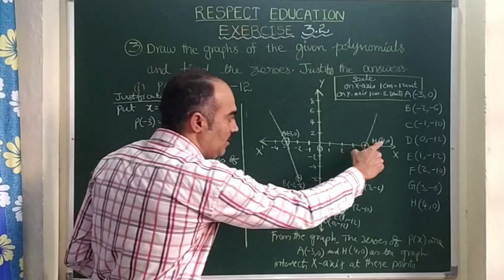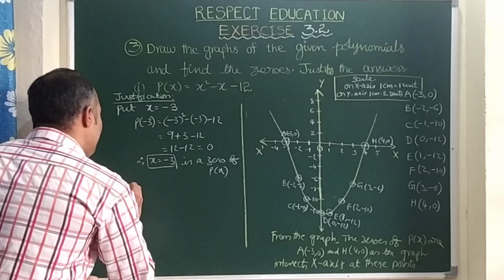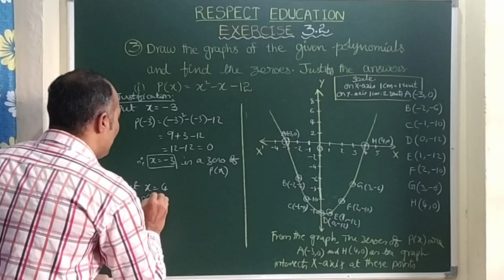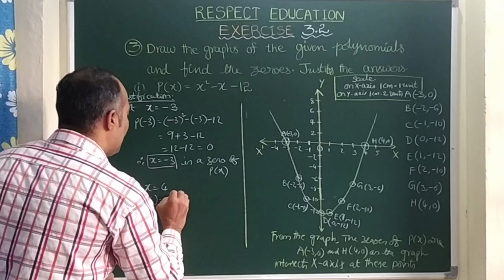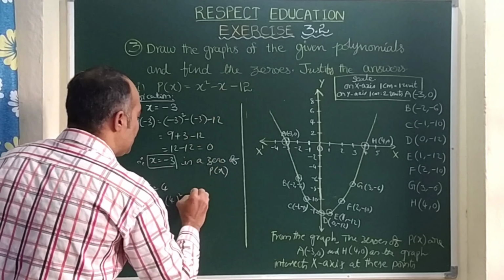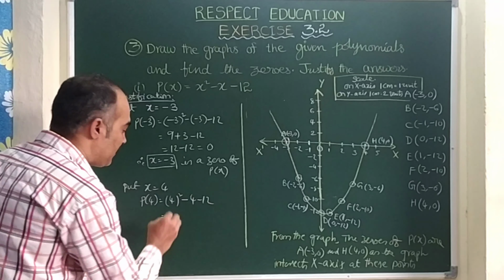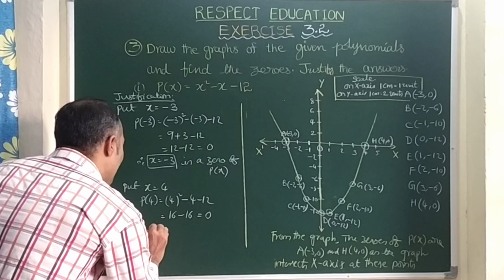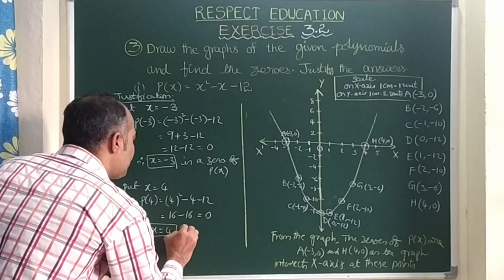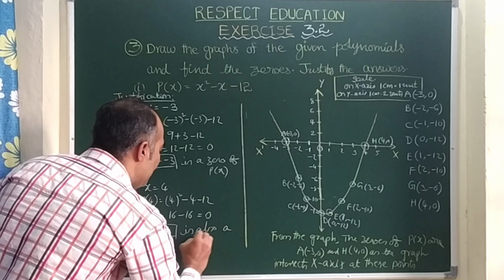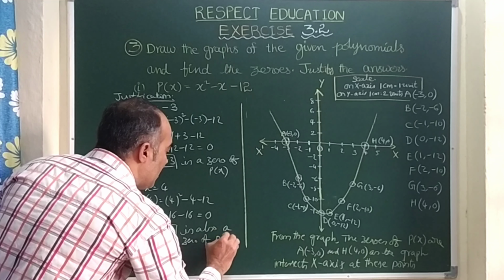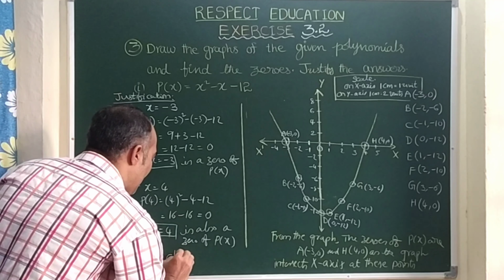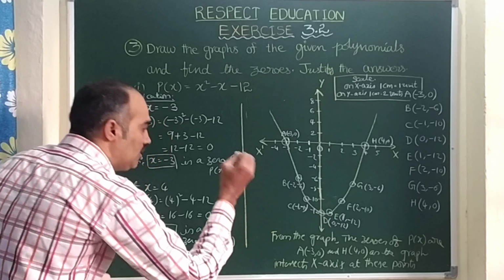Now we need to verify 4, right? So here put x equal to 4 in the same polynomial. Now p(4) is equal to x², means 4², minus x, means -4, minus 12. 4² is 16, -4 -12 is -16. So 16 minus 16 is 0. Therefore, x = 4 is also a zero of the given polynomial p(x). So hence checked or hence verified.